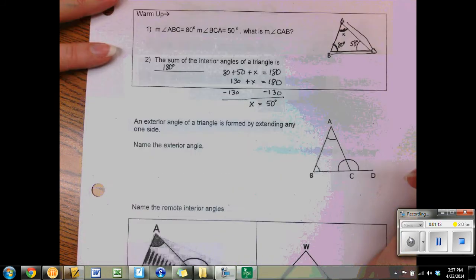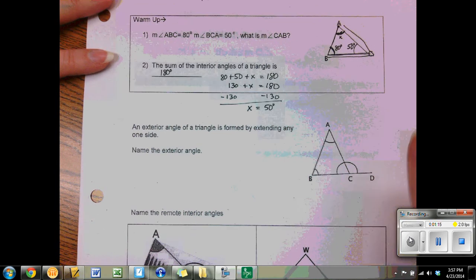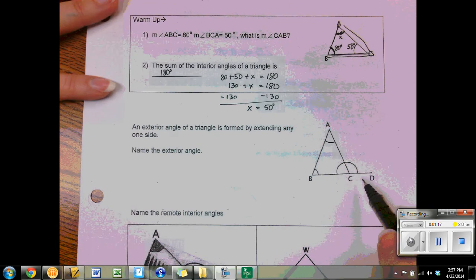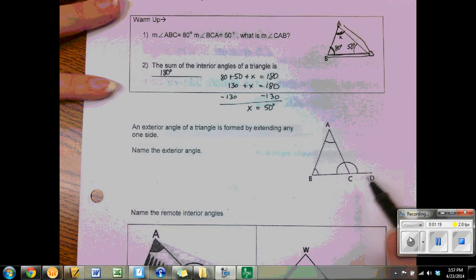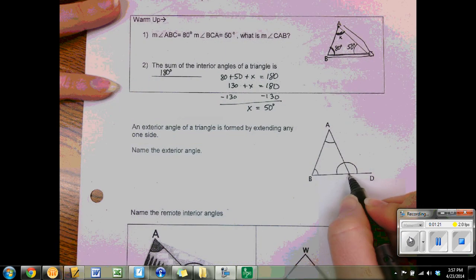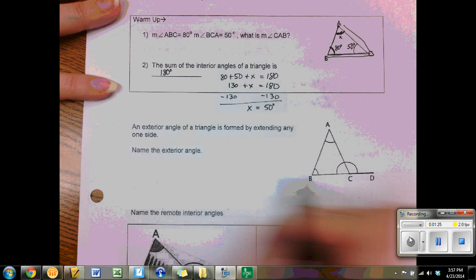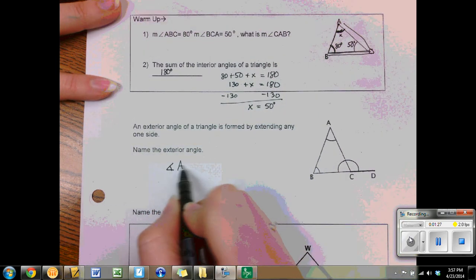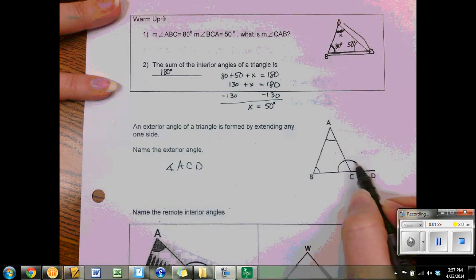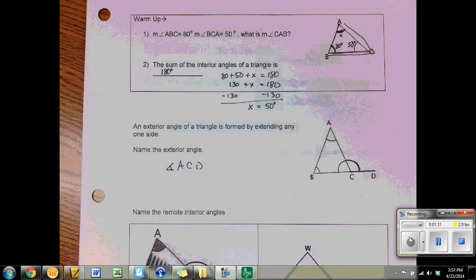Now we're going to use that idea to help us do this exterior angle. An exterior angle of a triangle is formed by extending any one side. So I took this ABC triangle and I drew this line out a little farther here. This angle then is angle ACD. That's this one right here.